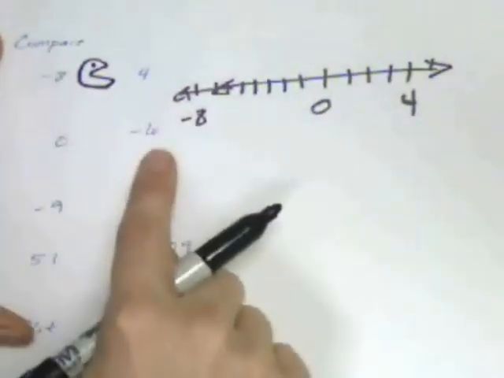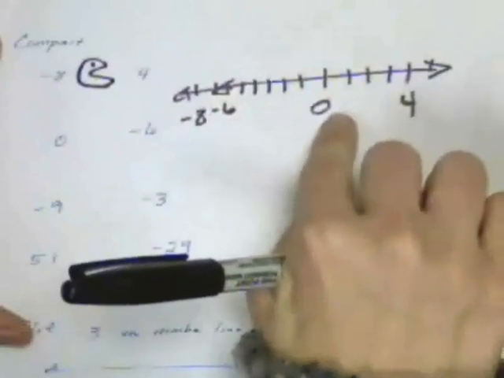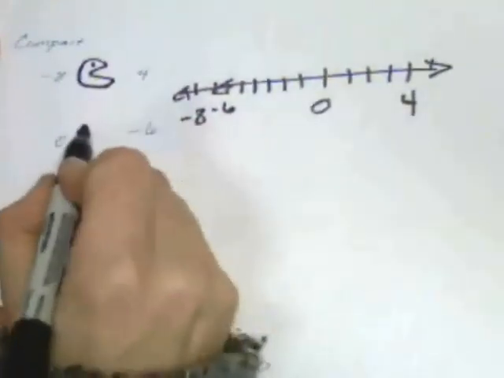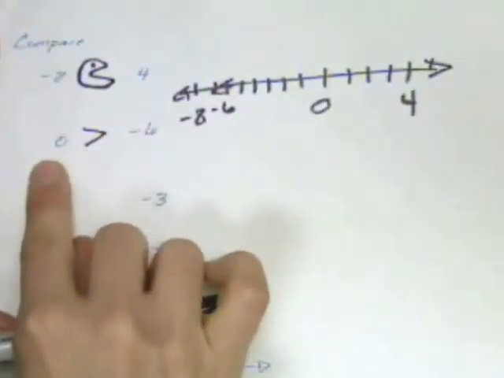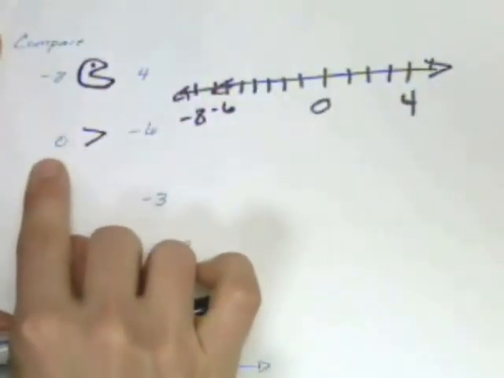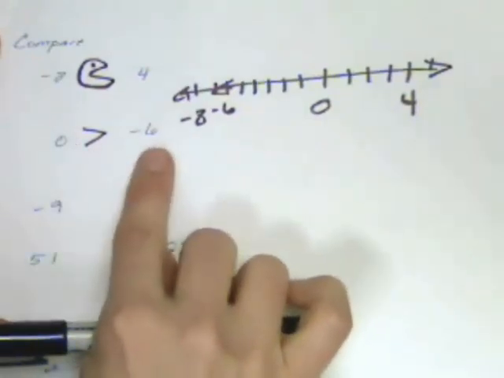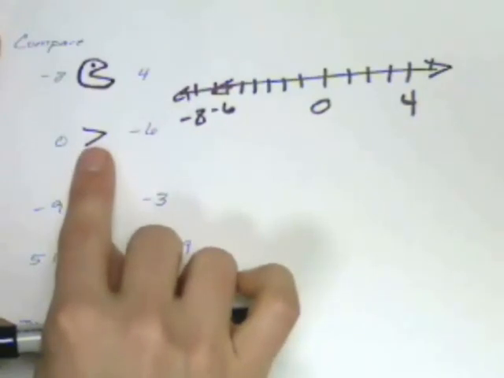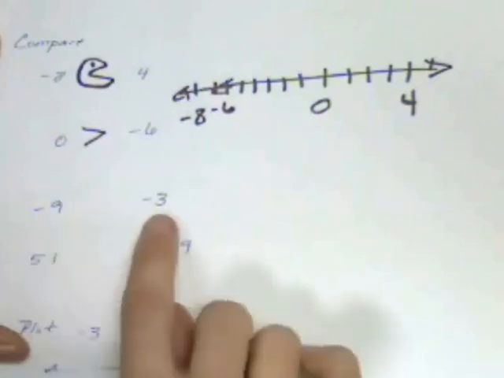0 and negative 6. Well, negative 6 is still down here below 0. So we'll say, okay, well 0 is bigger. So Pac-Man's going to open his mouth towards the bigger number, the 0. If you're reading this left to right, again, read it like a book. 0 is greater than or bigger than negative 6. So you just kind of fill in the words that would go, and that's the name of the symbol that you just used.